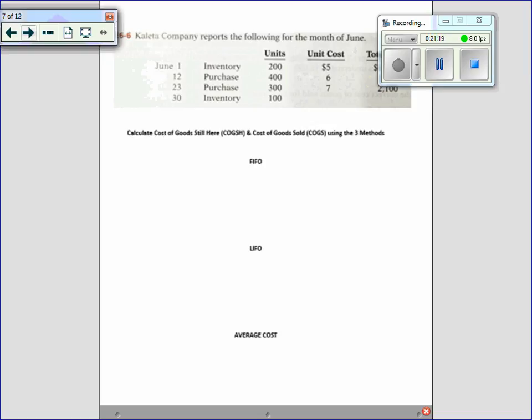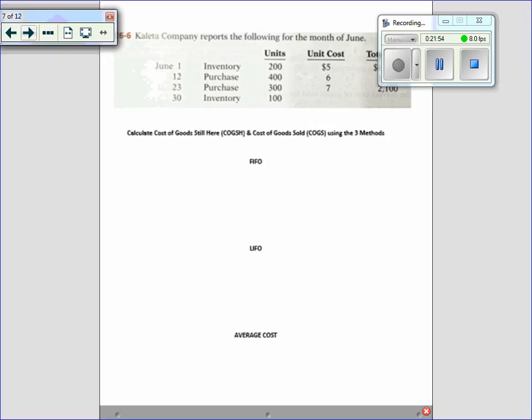Do you see that? Let's just look at your numbers a minute. On June 1st, we started with 200 units in inventory. On June 12th, we bought 400 more. On June 23rd, we bought 300 more. Our ending inventory was down to 100 units.